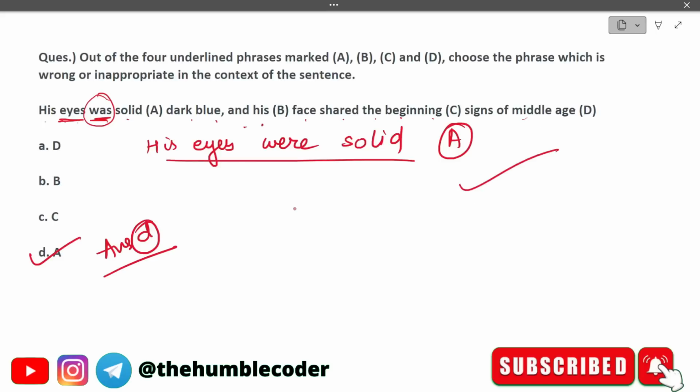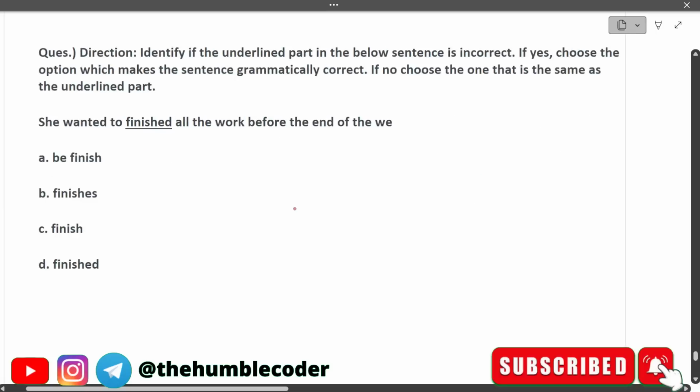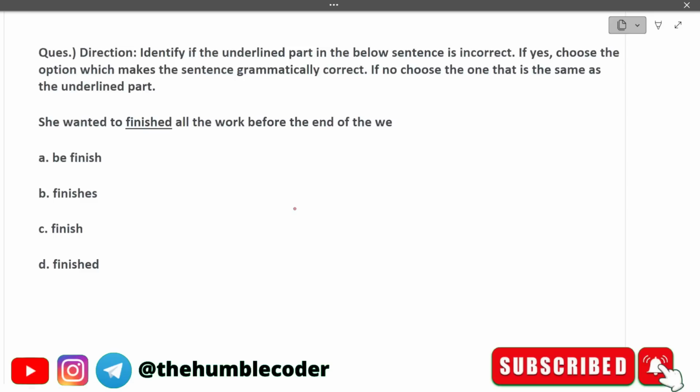Okay, moving on to the next one. The next one that we have is, identify if the underlined part in the sentence is incorrect. If yes, choose the option which makes the sentence grammatically correct.